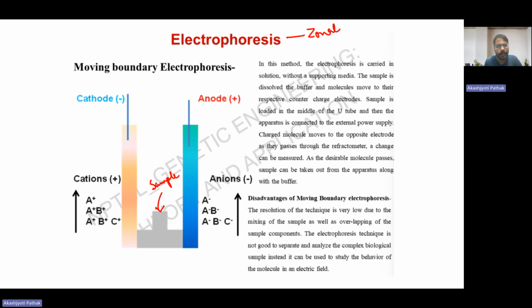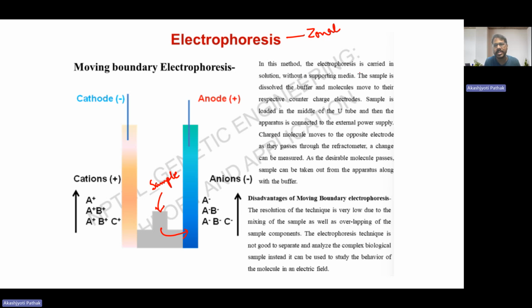So if your sample has a mixture of different analytes, then what will happen? Your positively charged analytes will move towards the cathode and your negatively charged analytes will move towards the anode. Okay, so what is happening over here?